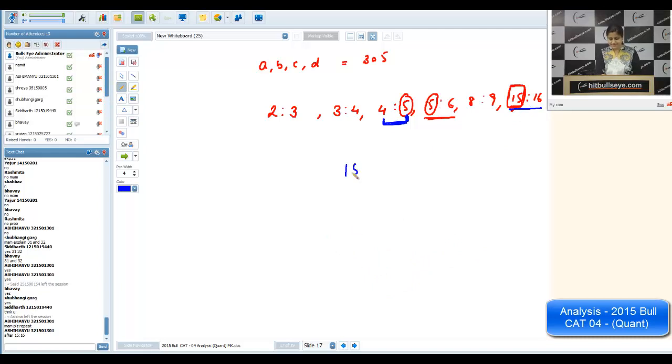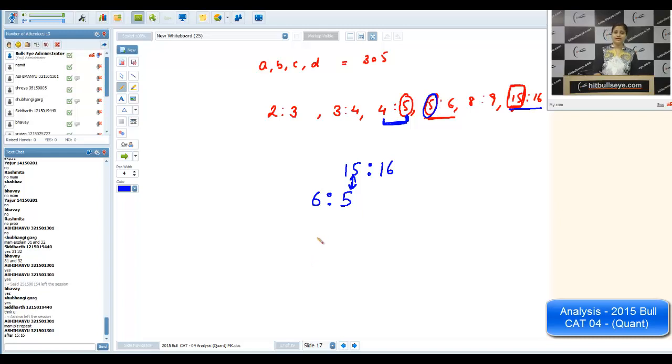Is to 16 is given. This is one ratio of two numbers. Now if I take this 5, 15 is a multiple of 5, that's why I'm trying to club these ratios. So I'm considering another ratio, which is 5 is to 6, or 6 is to 5 we can write. I'm trying to club them. I'm trying to make the same number.